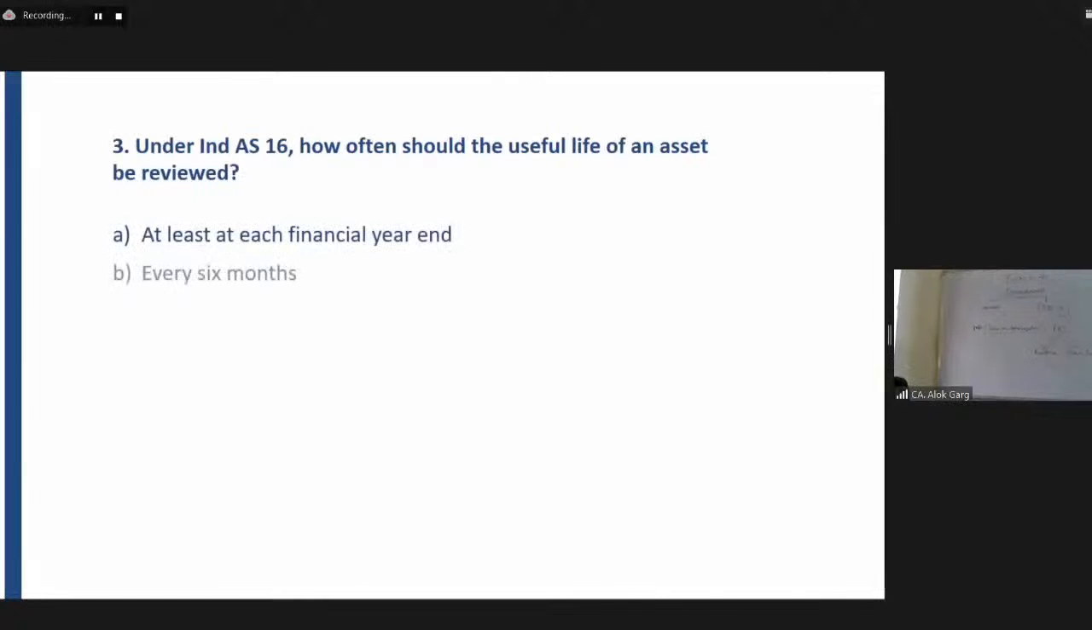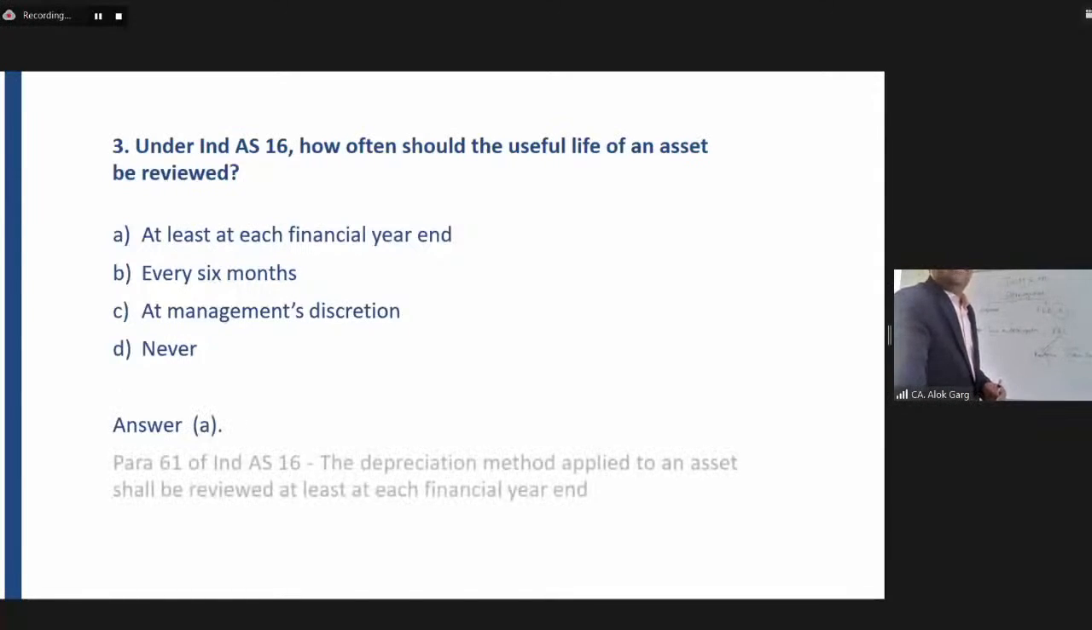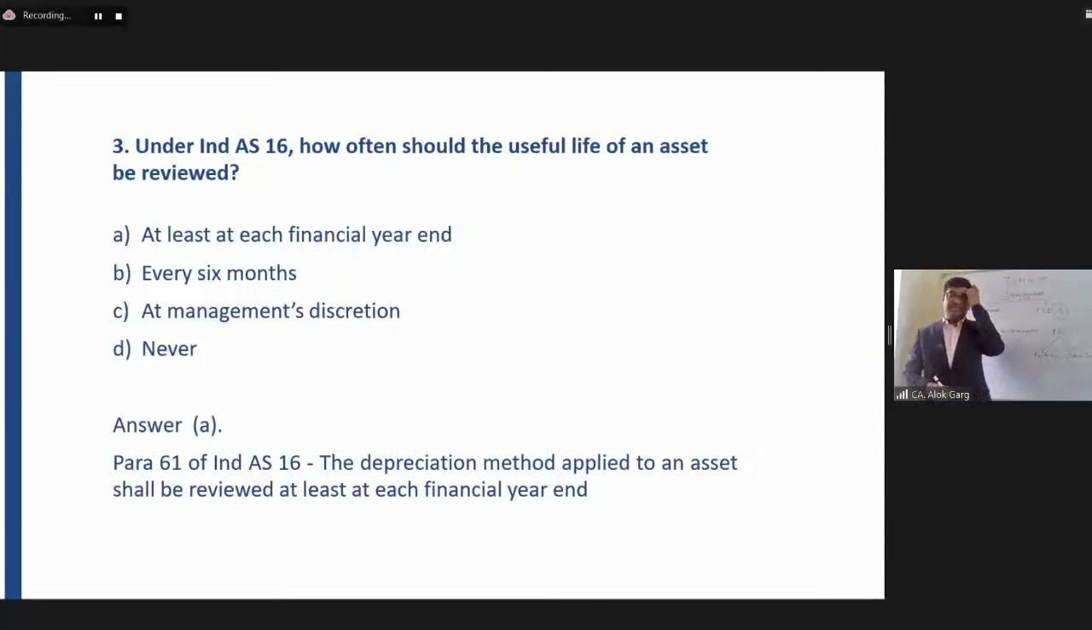Under Ind AS 16, how often should the useful life of an asset be reviewed? At least at each financial year end, every 6 months, at management discretion, or never? You guys are so spontaneous. Great. Yes, it has to be reviewed at least at each financial year end. The right answer is A. Para 61 says that the depreciation method applied to an asset or its useful life shall be reviewed at least at each financial year end. So para 61 also talks about the useful life.